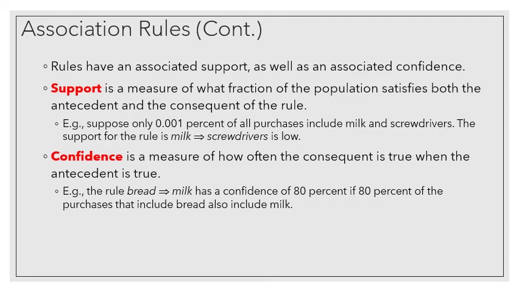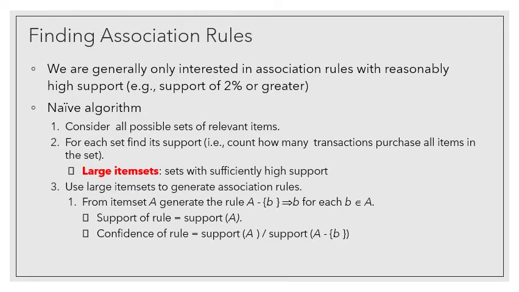And confidence is a measure of how often the consequent is true when the antecedent is true. For example, the rule bread is associated with milk has a confidence of 80% if 80% of the purchases that included bread also include milk. Now let's see finding association rules. We are generally only interested in association rules with a reasonably high support, for example, support of 2% or greater.